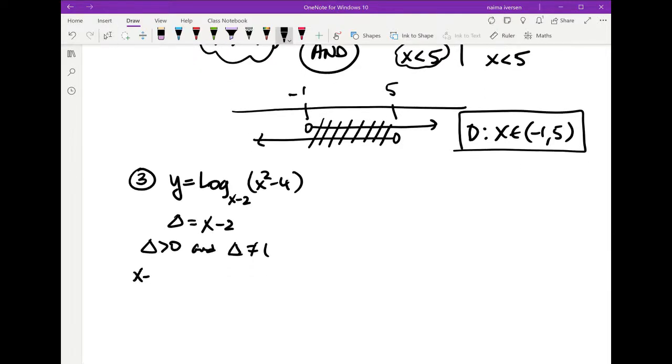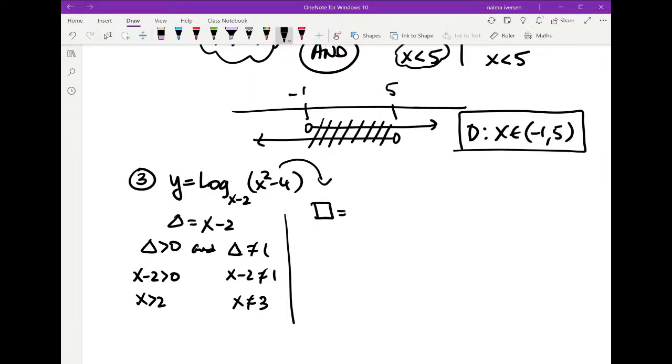So x minus 2 has to be greater than 0, x has to be greater than 2, and x minus 2 can't equal 1. Add 2 to both sides, x can't equal 3. Now, here's the other part. My square is x squared minus 4, and that has to be greater than 0. And then all of a sudden, we are back to Unit 1 when we are dealing with polynomial inequalities.